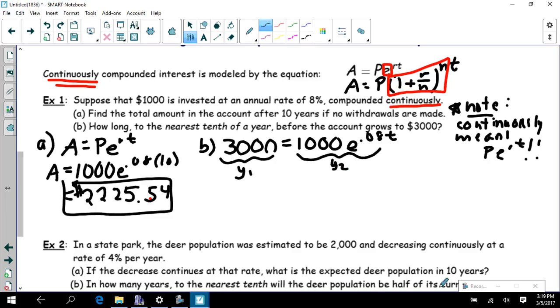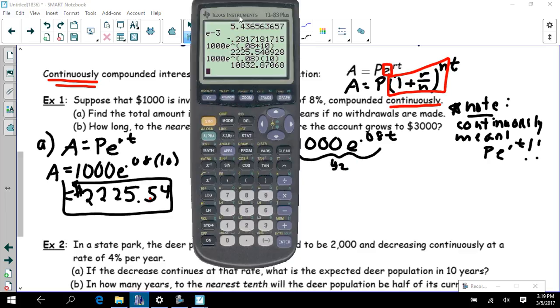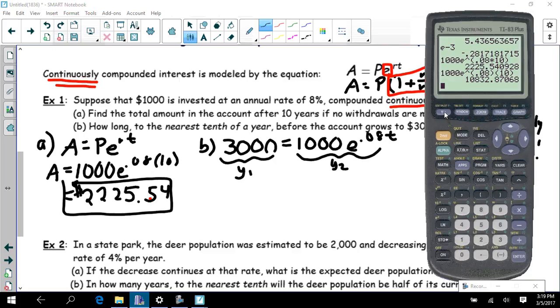So we go to our calculators one more time here. Go to Y equals. In Y1 I'm going to put in 3,000. And in Y2 I'm going to put in 1,000 times e raised to the 0.08x.